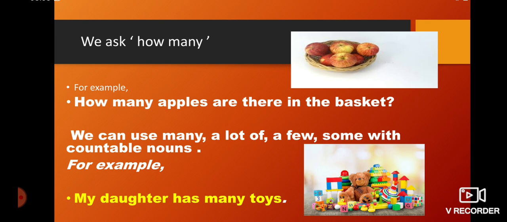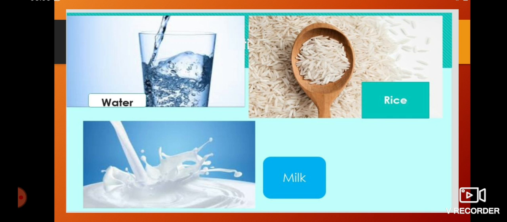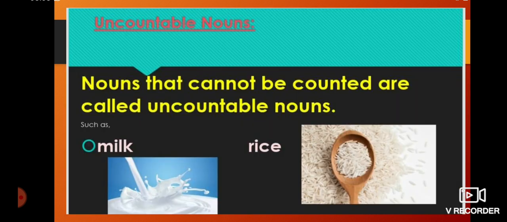Next we will learn about uncountable nouns. Look at the picture. Water, rice, milk. If I ask you how many water are there, will you be able to answer? No, it is not possible to count water. So water is an uncountable noun. Similarly, rice is also uncountable. Milk is also an uncountable noun. So nouns that cannot be counted are called uncountable nouns. For example, milk, rice. We cannot count them with numbers. Uncountable nouns stand for something that cannot be counted, though they can be measured.